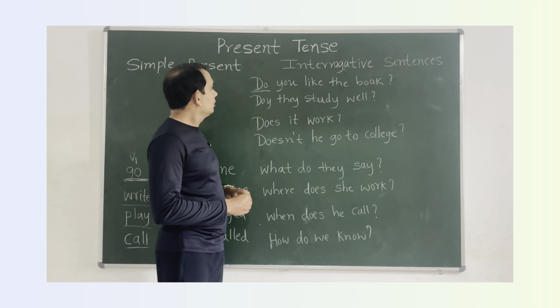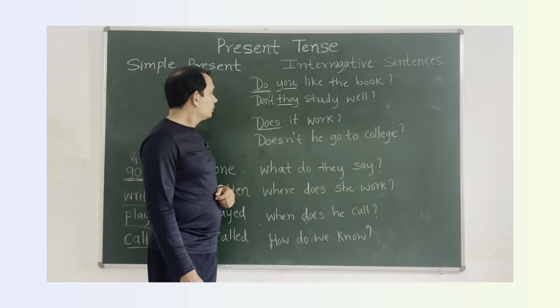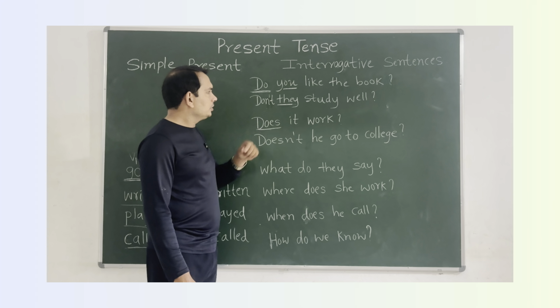We can't say in English, does you like the book? It's incorrect. We say, don't they study well? We have used don't because here the pronoun is they. When the pronoun is you, they, I, and we use do and don't. We don't say, does they study well? Because when the pronoun is they, we use the word don't.